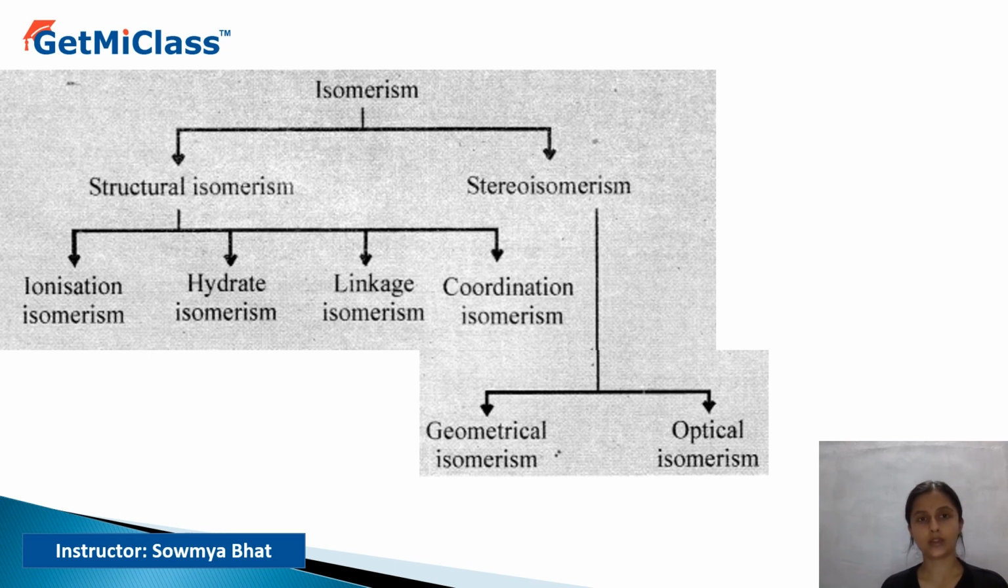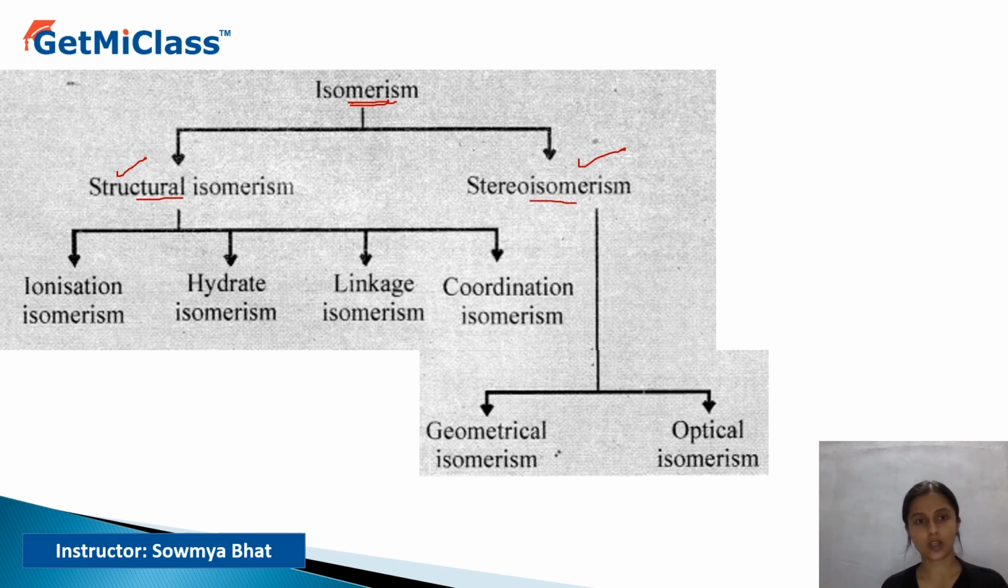We have the isomerism in the coordination complexes. So isomerism refers to complexes having the same formula, but either their structures or the way of arrangement is different, or if the way of arrangement is the same, then the spatial arrangement would be different. So we have two main categories in isomerism: one is structural isomerism, the other one is stereoisomerism.